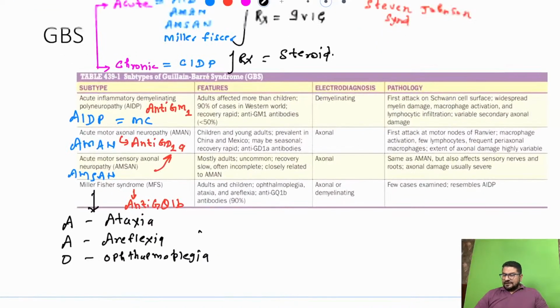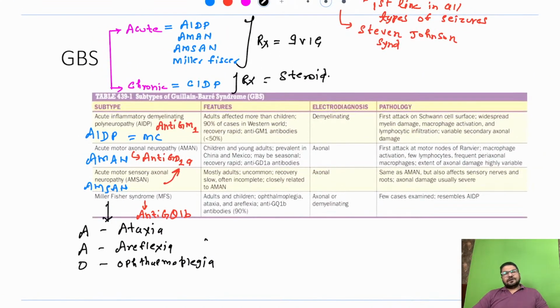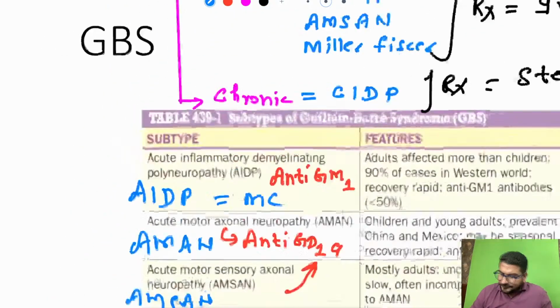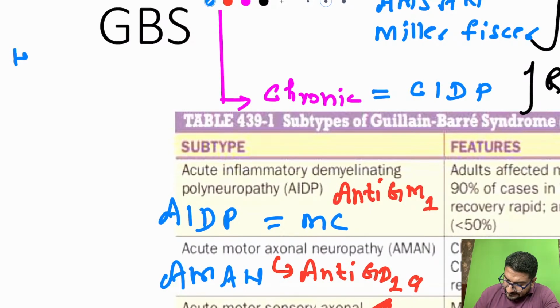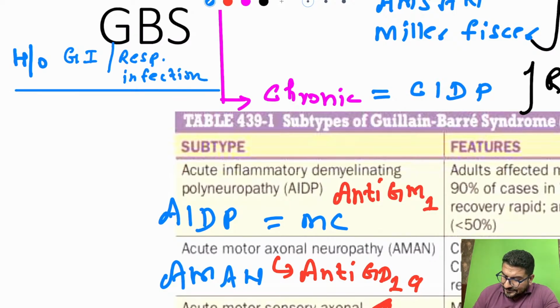What type of question will they ask you in exam? They will start the question like this: a 30-year-old person had gastroenteritis. So what is in the history? There is a history of GI infection or respiratory infection. तो पेशेंट को 3-4 हफ्ते पहले अगर होगा तो एक्यूट फॉर्म, अगर 8 हफ्ते से ज़्यादा हो गए क्रोनिक फॉर्म.